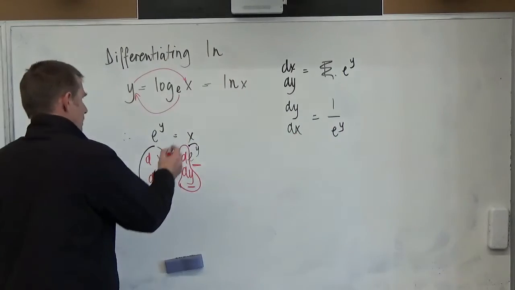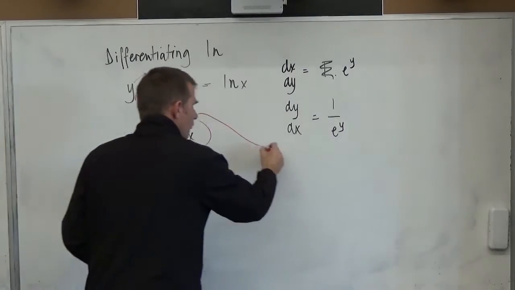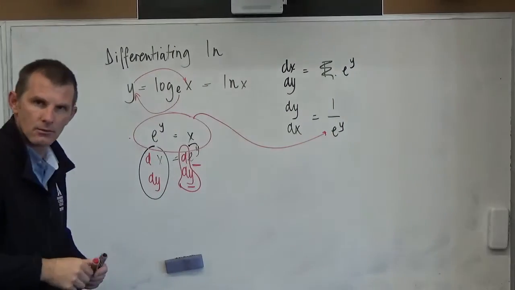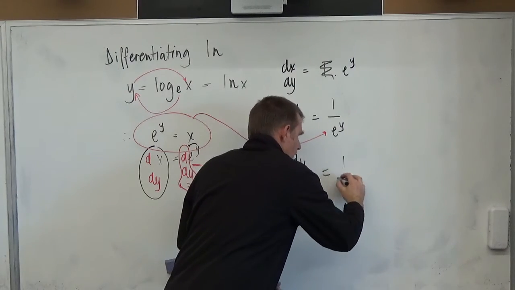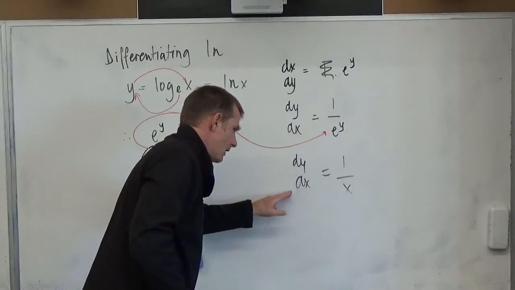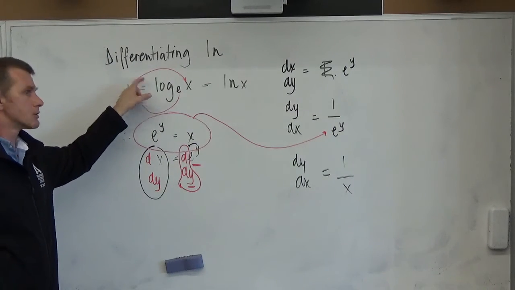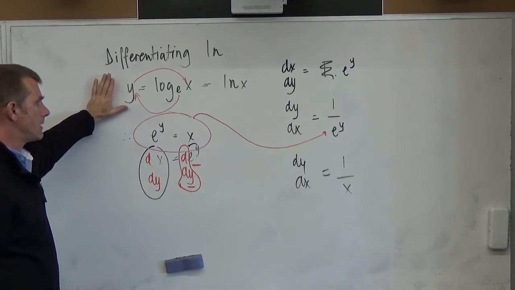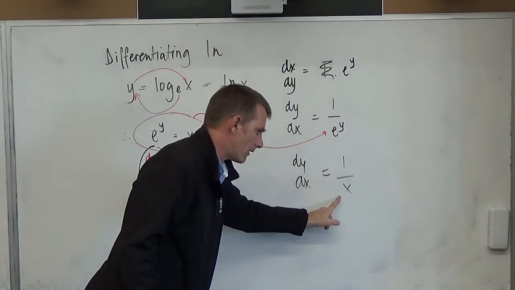So then I just look over here and I say, well actually, I know e to the y equals x. So I can just write dy/dx equals 1 over x. And now I have dy/dx of my original function. So if I need to differentiate y equals natural log of x, the answer is 1 over x.